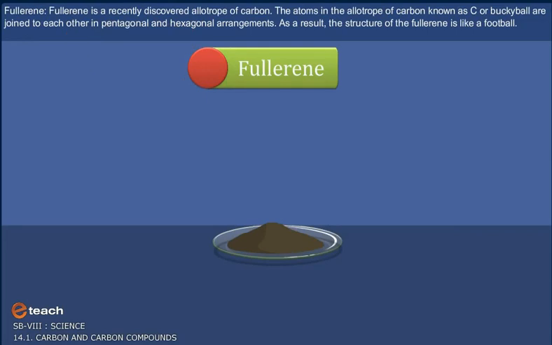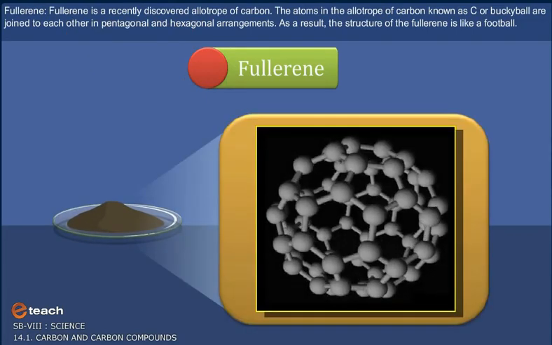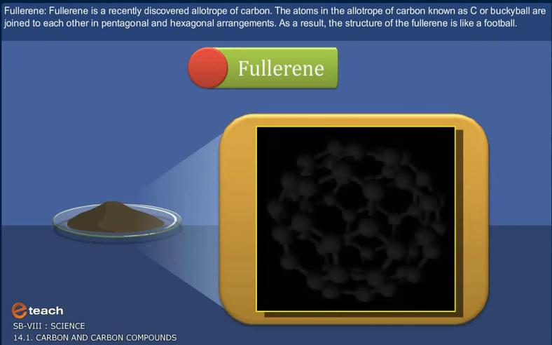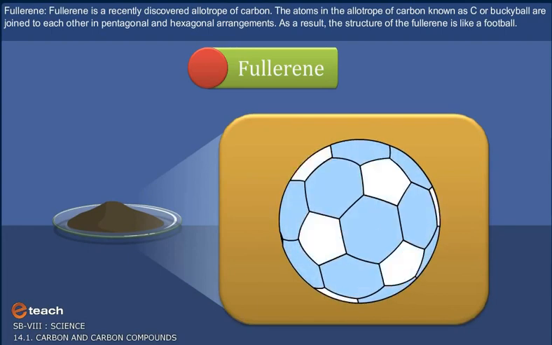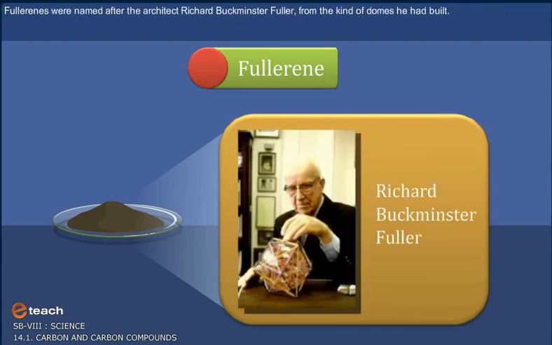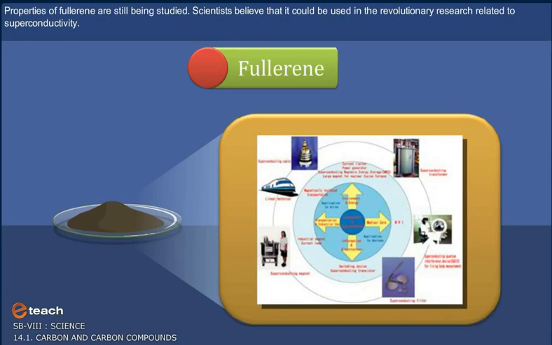Fullerene. Fullerene is a recently discovered allotrope of carbon. The atoms in this allotrope of carbon, known as C60 or buckyball, are joined to each other in pentagonal and hexagonal arrangements. As a result, the structure of the fullerene is like a football. Fullerenes were named after the architect Richard Buckminster Fuller from the kind of domes he had built. Properties of fullerene are still being studied. Scientists believe that it could be used in revolutionary research related to superconductivity.